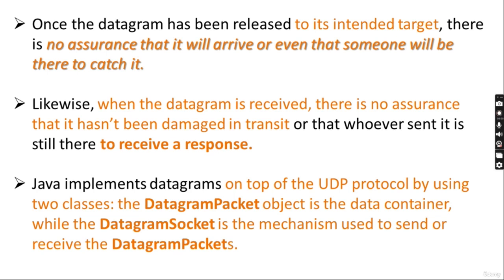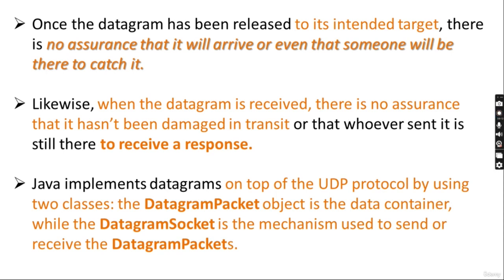It will be thrown irrespective of whether someone is there to catch it. Even if somebody is still there, there is no guarantee that it will be caught. Likewise, when the datagram is received, there is no assurance that it has not been damaged in between, or that whoever sent it is still there to receive a response saying that the data has been received. Java implements datagram on top of the UDP protocol. UDP is not reliable.